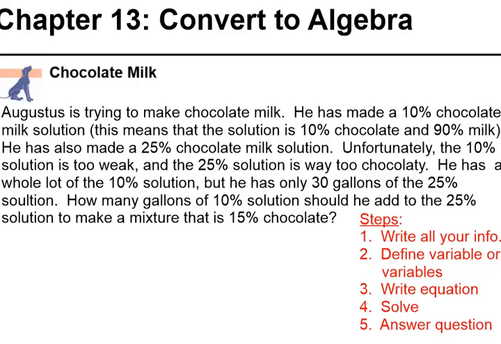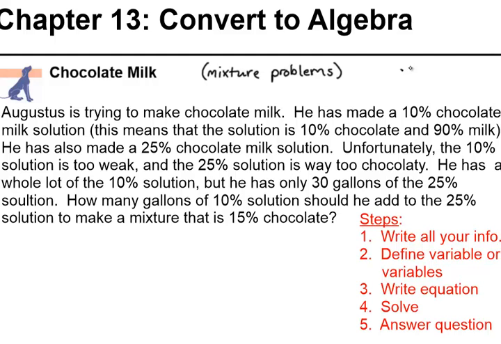Hi, Chapter 13 deals with converting to algebra. So basically what we're going to be doing is we're going to write down equations from the information given and solve these equations to solve the problem. Alright, so the first type of problem I'm going to give you, we're going to call these mixture problems. And we're going to go through a couple types of those problems, and then the next video will show you different types of problems.